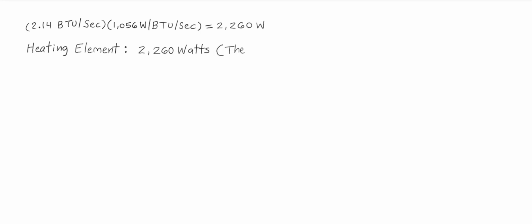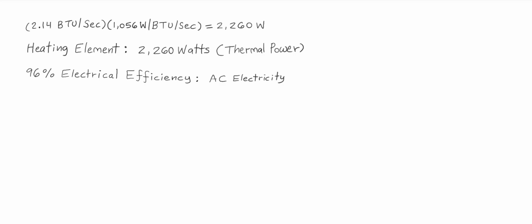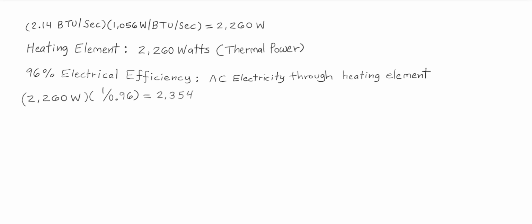And then we have a 96% electrical efficiency through the heating element circuitry, or the heating element device itself. So if we were to take 2,260 watts and then divide that into 0.96, or multiply it times 1 divided into 0.96, we would calculate 2354 watts of AC, 2354 watts of AC true power, electrical power, flowing to the heating element.